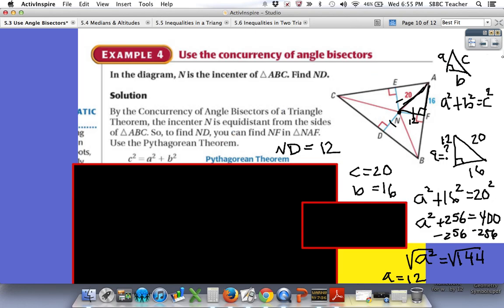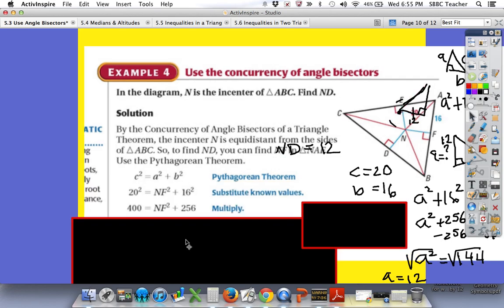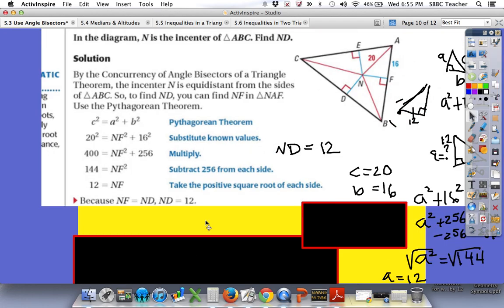Okay, and let's see if that's correct. And it sure looks correct. Yep, there it is, 12.